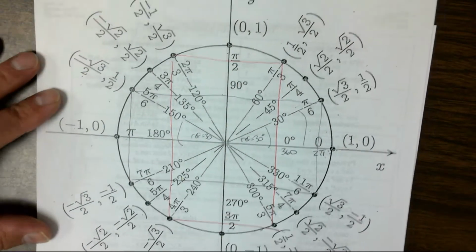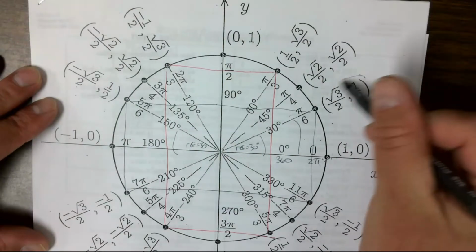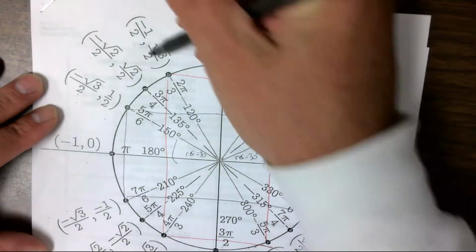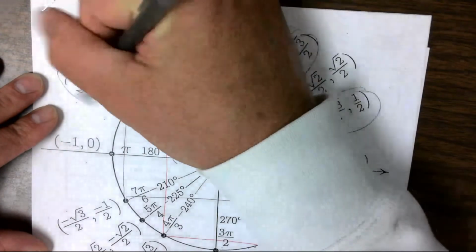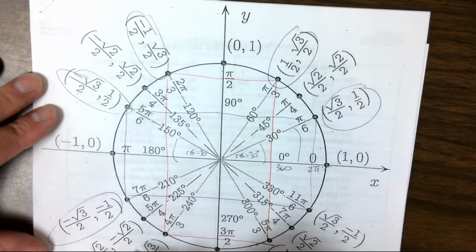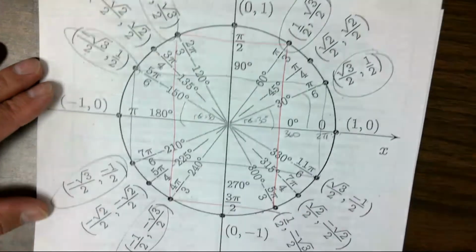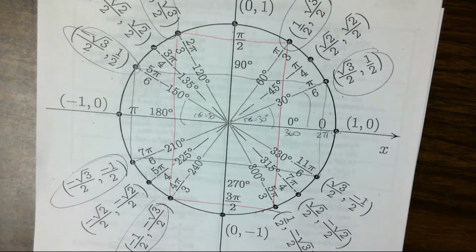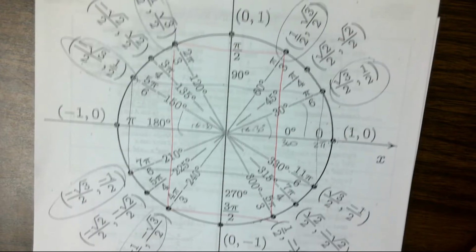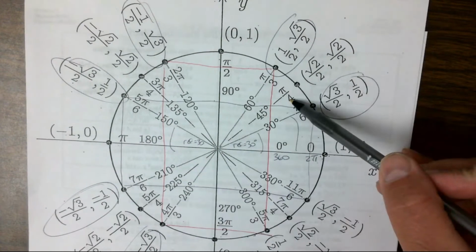Also notice that all of the square root of 3's over 2's go together. Yes, they have different signs, but they all go together. You never have both of them square root of 3 over 2. You never have both of them a half. The only one that's a duplicate is at the pi fourths.